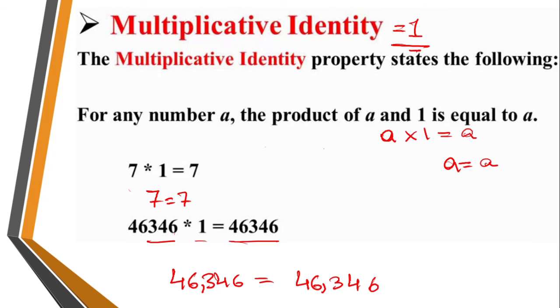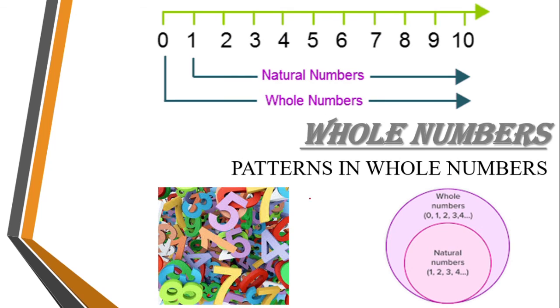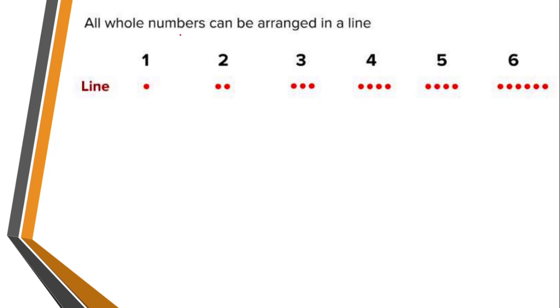So this was identities. Now let's learn patterns in whole numbers. All whole numbers can be arranged in a line. Like if we talk about 1, 2, 3, 4, 5 and 6, see, 1 can be arranged in a line, 2 can be arranged in a line, right? 3 also, 4, 5, 6. So you can see this is a line only, right? So all whole numbers can be arranged in a line.